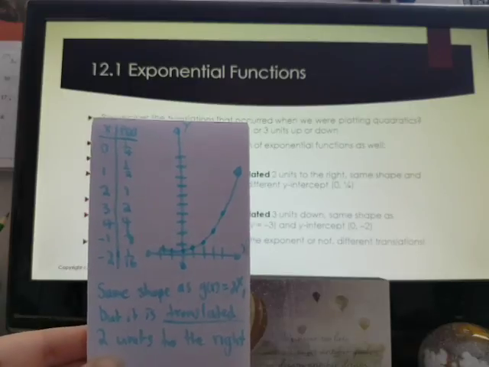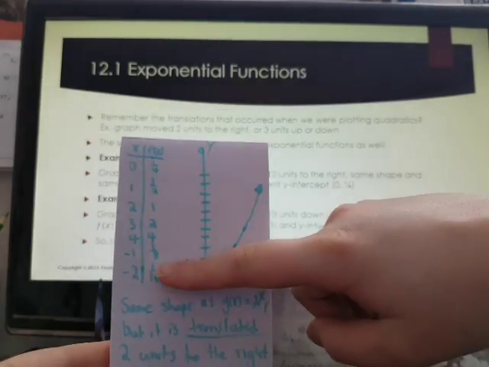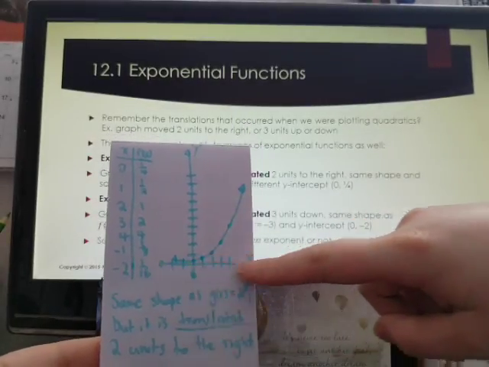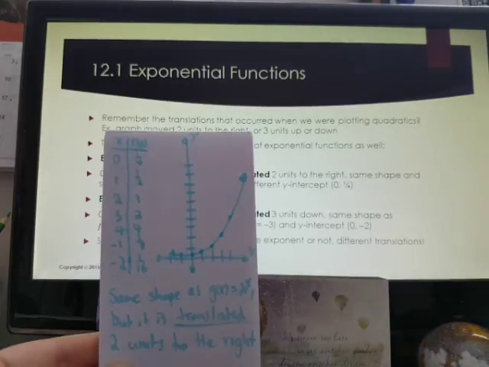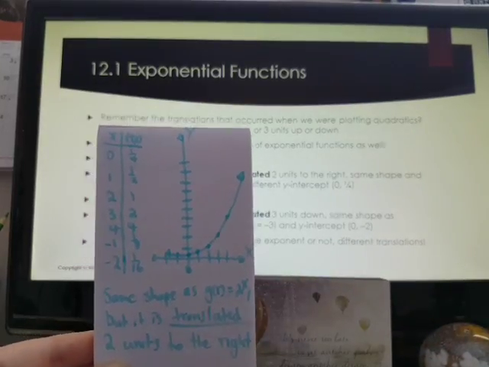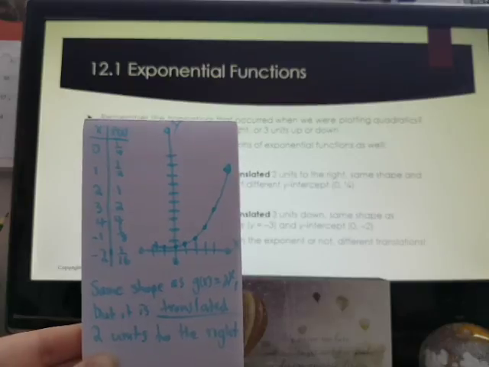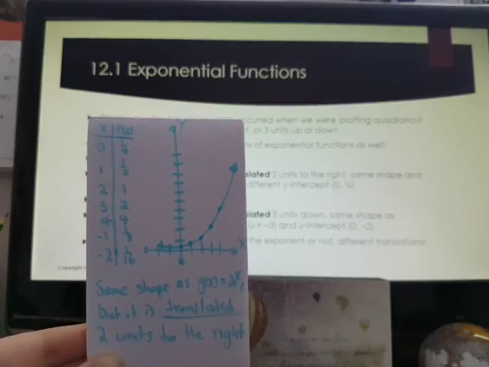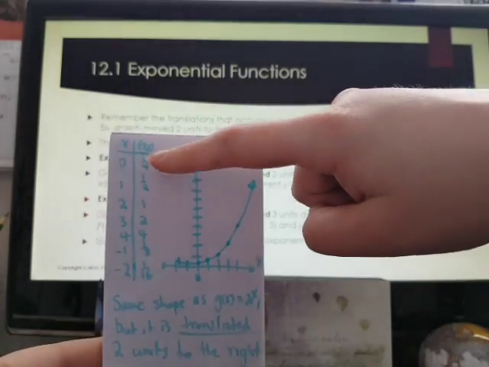So you have the same asymptote. That's important to note. You still have that x-axis, or the y equals 0 line, as your asymptote. It's never going to reach that line, but you have a different y-intercept. So now instead of being 1, your y-intercept is going to be (0, 1/4).